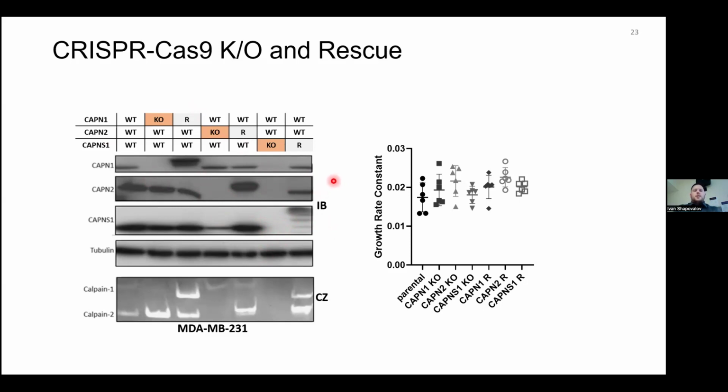Rather than looking just at the expression of calpains, we can also look at their activity by casein zymography. So here, white bands represent active calpain, and those disappear in the knockouts. And again, note that in Calpain S1 knockout, both Calpain-1 and Calpain-2 activities are abolished. Separately, it's important to note that all these genetic alterations that we've done to these cells have not affected their proliferative capabilities.